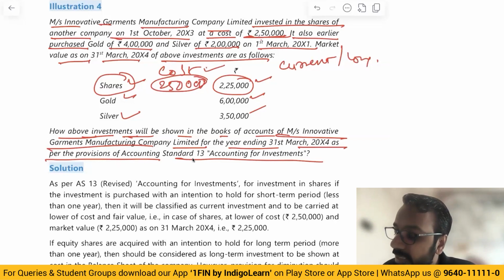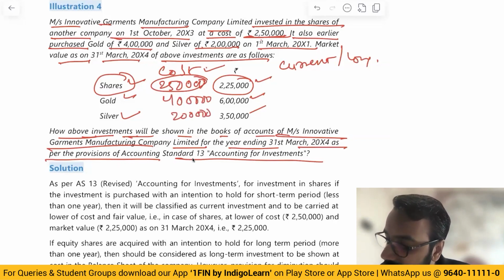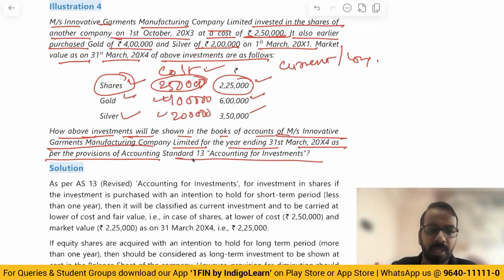it purchased gold of 4 lakhs and silver of 2 lakhs on 1st March. Market value is as follows. So cost of gold is 4 lakhs and cost of silver is 2 lakhs. Now here in both the cases, cost is lower than the market value, and hence you will be showing it at cost only. That is the first thing.